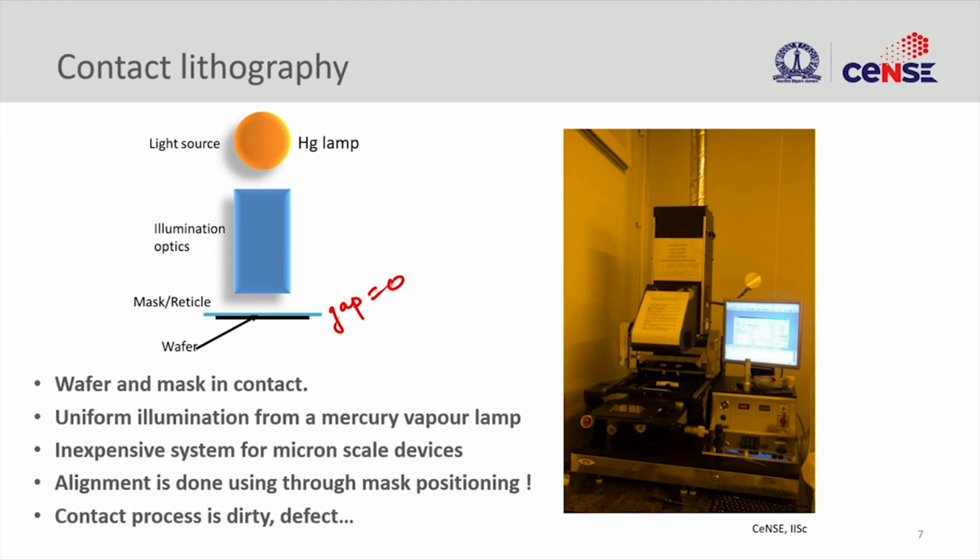But if you want to do 2 layers of lithography, the first layer you had some device, and in the second layer you say I want to put some electrodes to have electrical contacts. So how do we do that? That requires alignment, and that alignment is done through this mask positioning and so on.